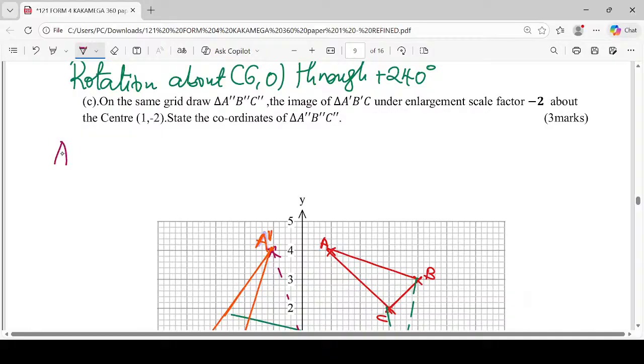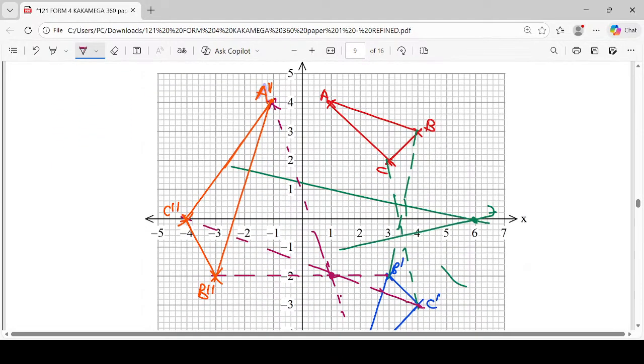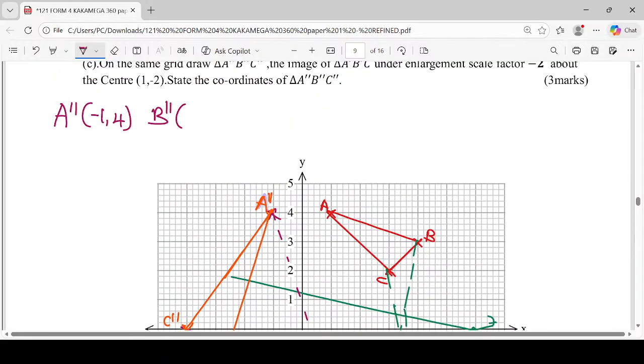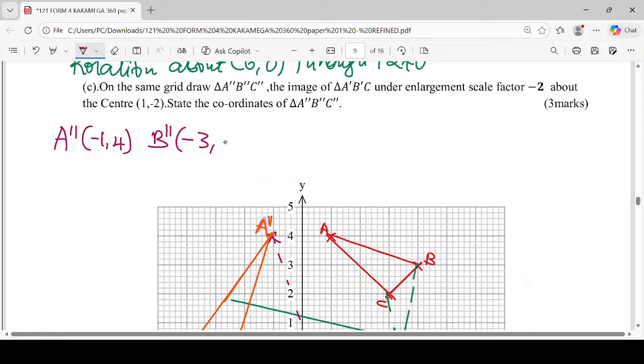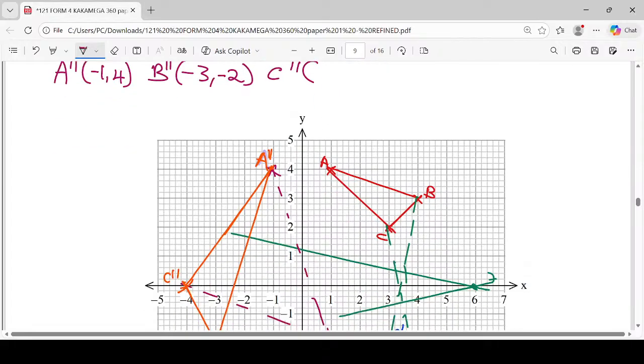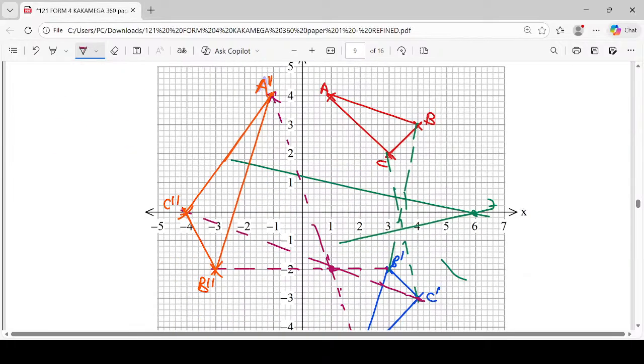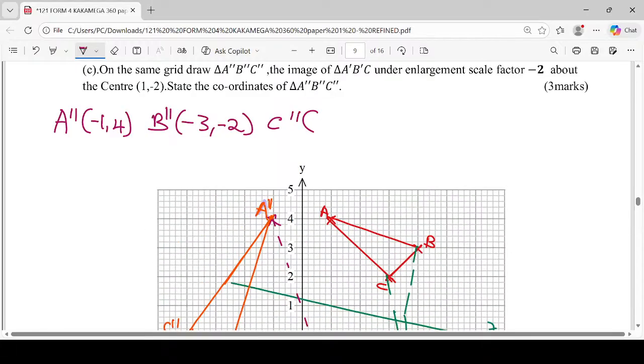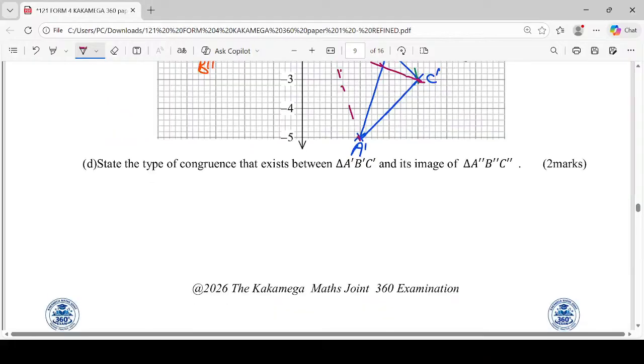So the coordinates of A double prime in this case, we have negative 1, 4. The coordinates of B double prime, we have negative 3, negative 2. And the coordinates of C double prime, we have negative 4, 0. So that's how you do that question to get those marks.